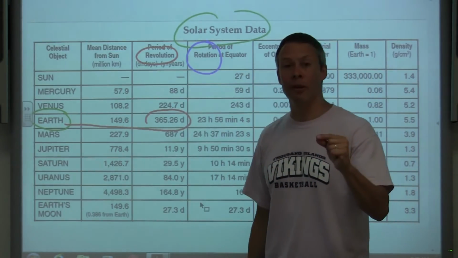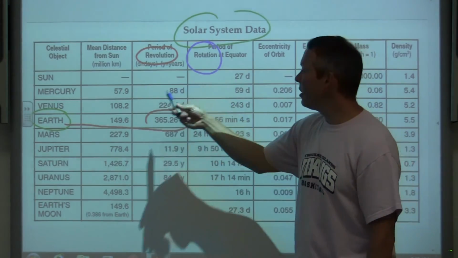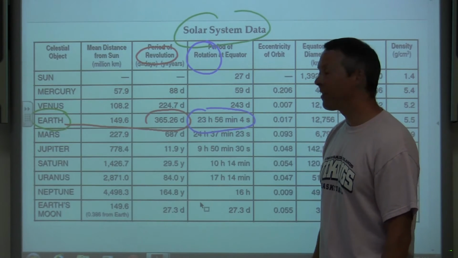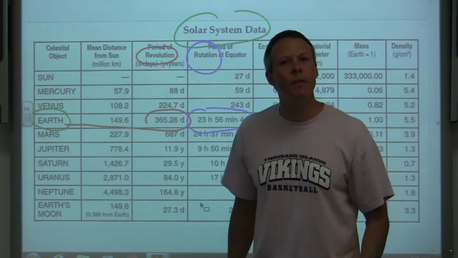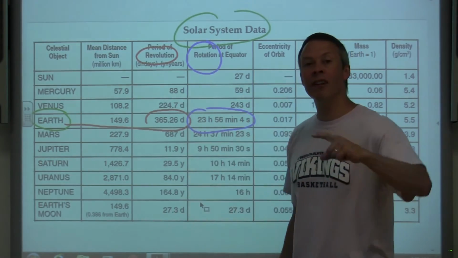Check the next R word, and be very careful you don't mess with the R words, revolution, rotation. Rotation, Earth, 23 hours, 56 minutes. Right? Round that off, it's about 24 hours. Well, how long is 24 hours, guys? Oh, it's a day. So 1 Earth rotation is 1 day.